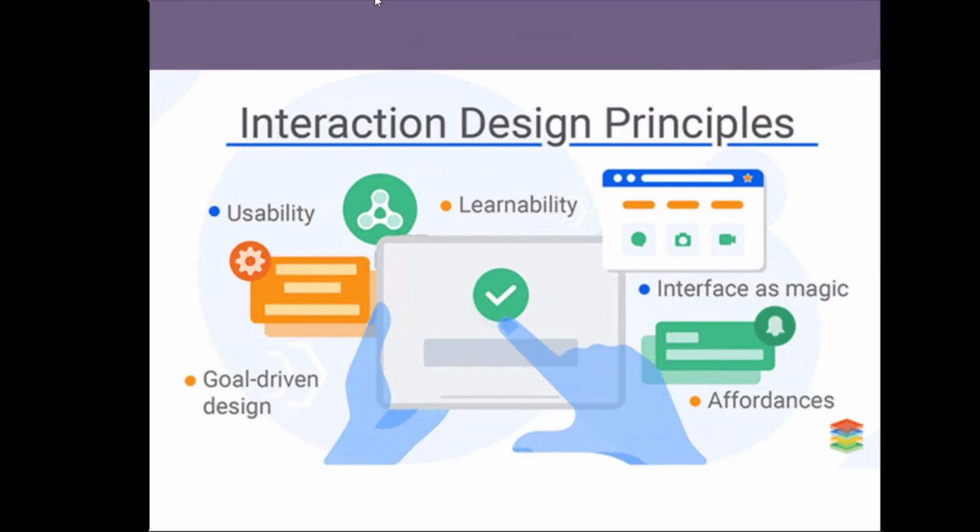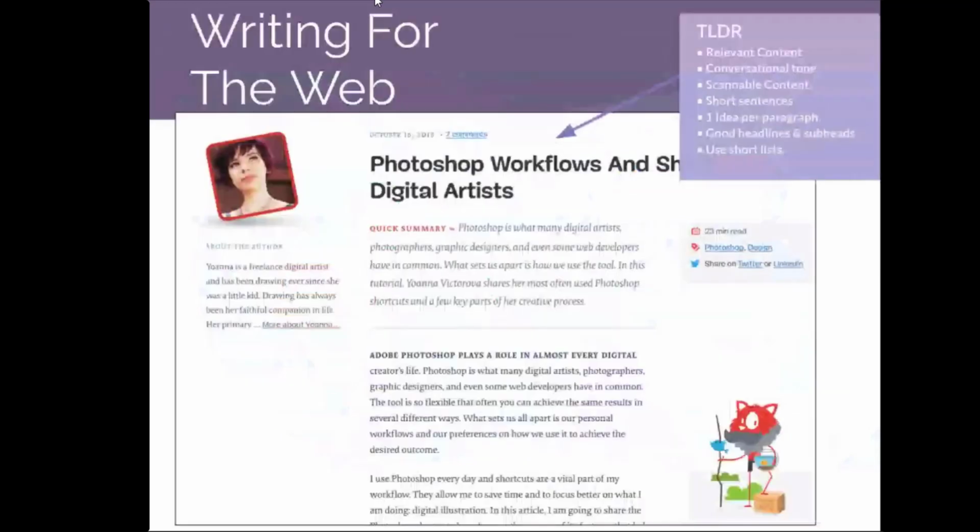Okay. All right. This slide also has a link to an article. In fact, I believe it's this article. Too long, didn't read. Overall, this article says you want to provide relevant content. You want to provide a conversational tone. You want to provide scannable content. That would be if I'm scanning through this article and I'm looking for something specific, I should be able to see it. Short sentences, one idea per paragraph, good headlines, being like, hey, this is all about Photoshop workflows and shortcuts for digital artists.